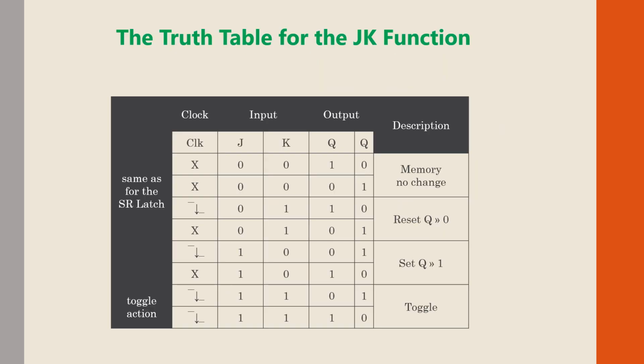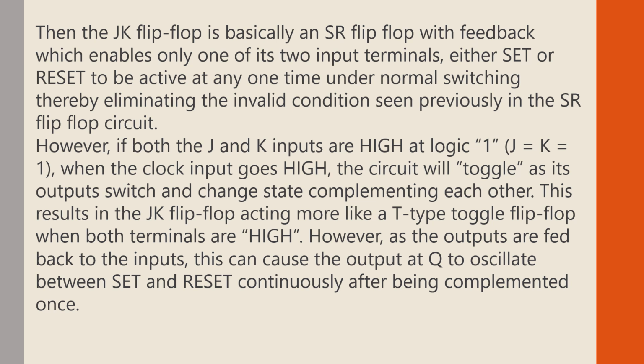The truth table for the JK function is shown here. Then the JK flip-flop is basically an SR flip-flop with feedback which enables only one of its two input terminals, either set or reset, to be active at any one time under normal switching, thereby eliminating the invalid condition seen previously in the SR flip-flop circuit.